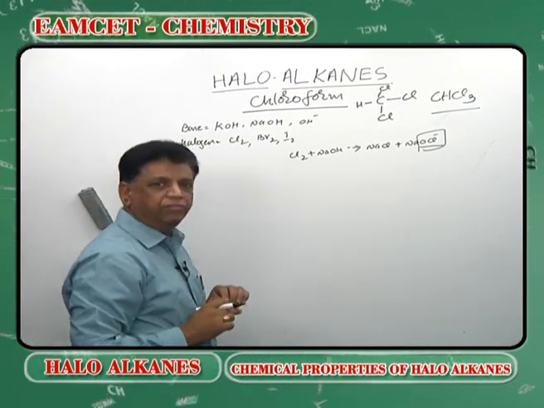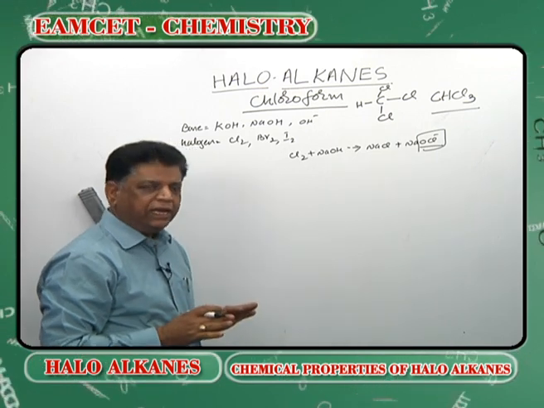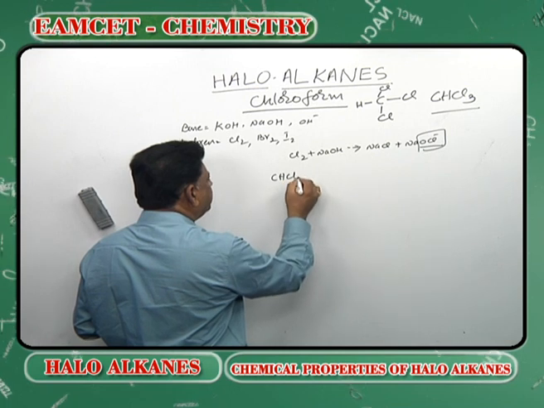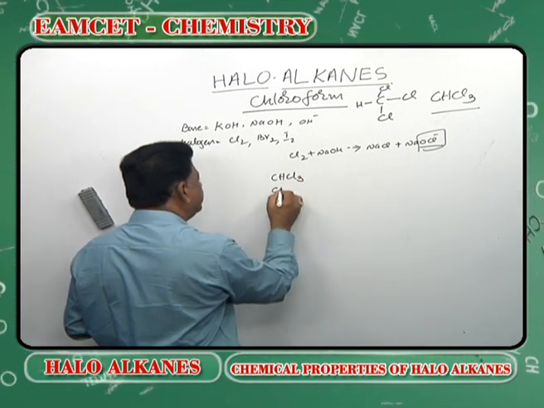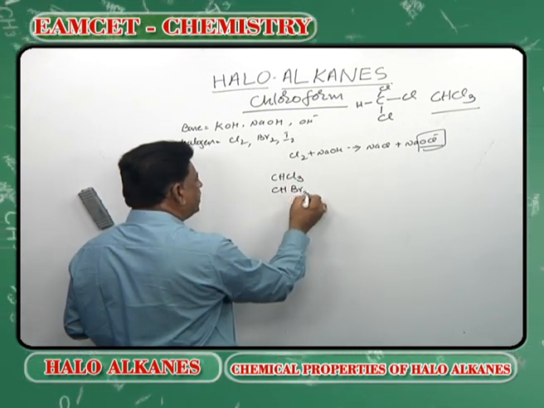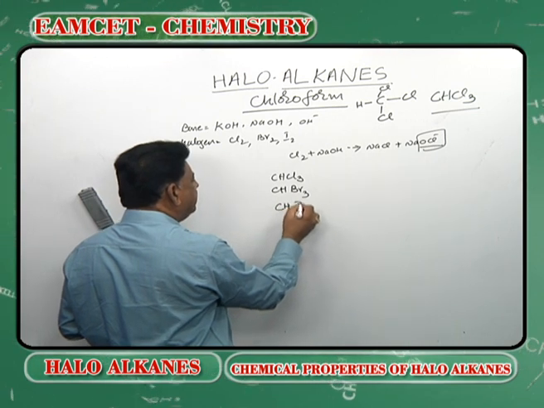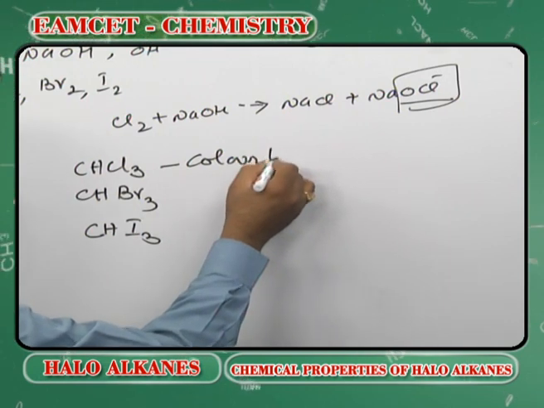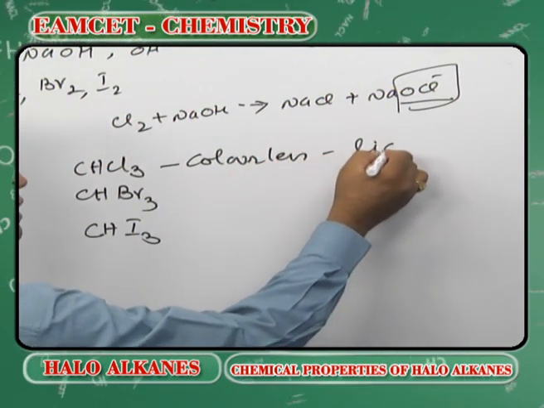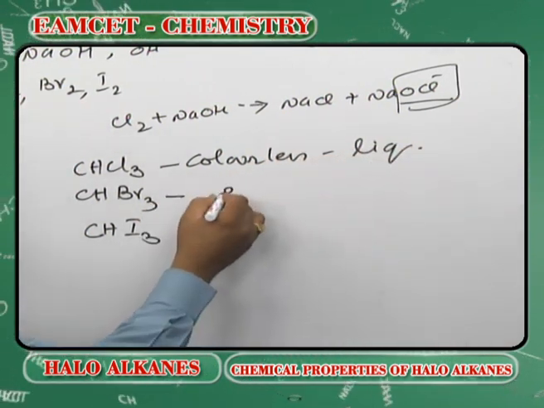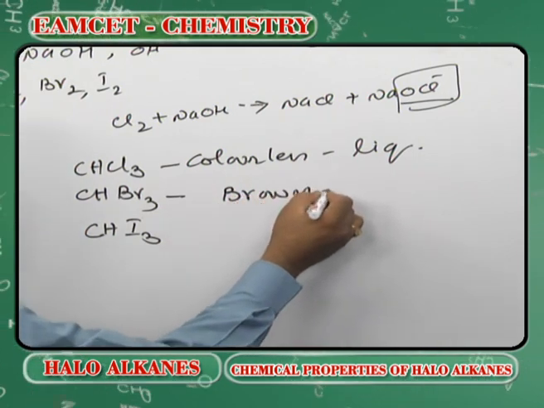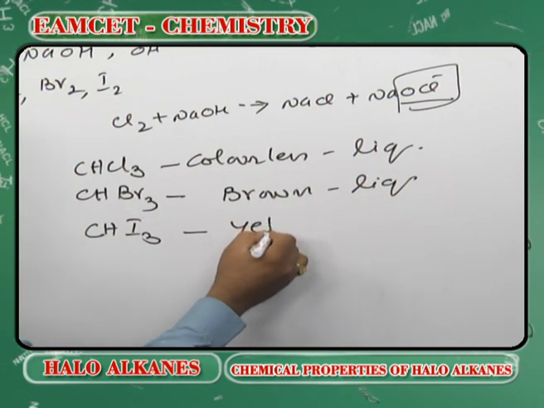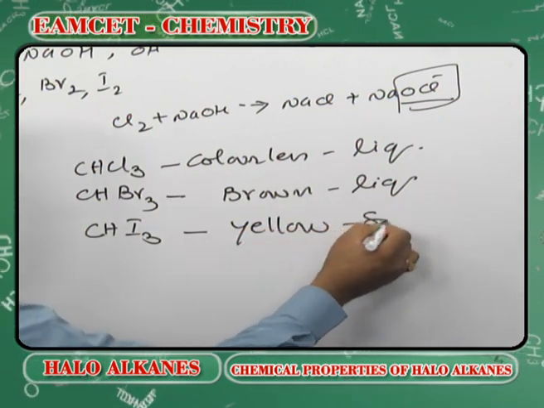Unfortunately, chloroform is just like water and it has no solid nature when compared with bromoform, CHBr3, and iodoform, CHI3. Chloroform is colorless and it is a liquid. Bromoform is a liquid. Iodoform is a yellow color and it is a solid.